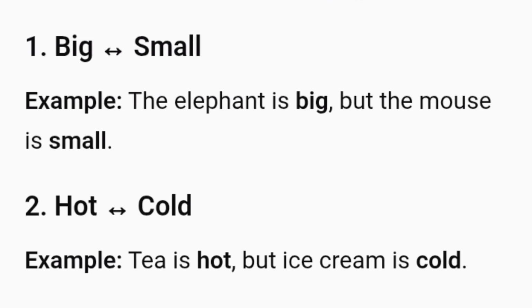Learn the most usable synonyms and antonyms in English. 1. Big, small. Example: the elephant is big, but the mouse is small. 2. Hot, cold. Example: tea is hot, but ice cream is cold.